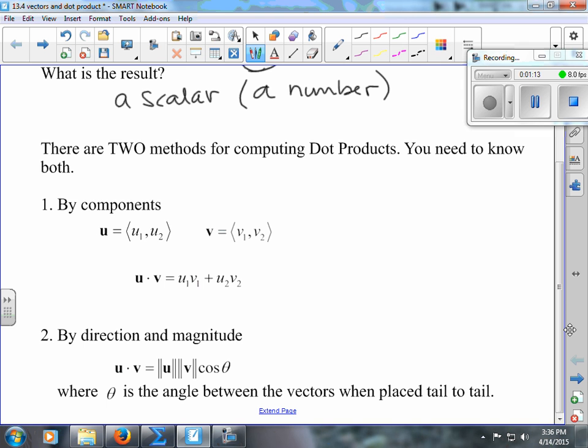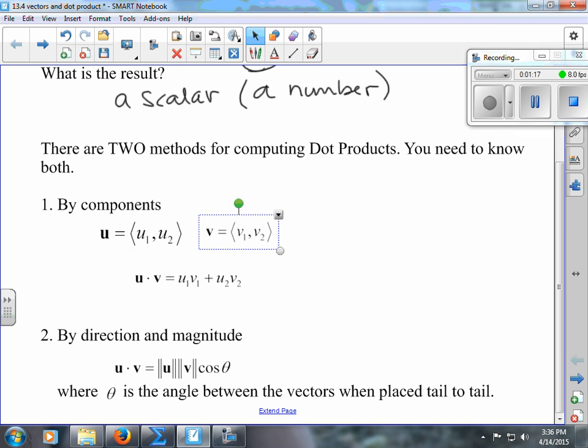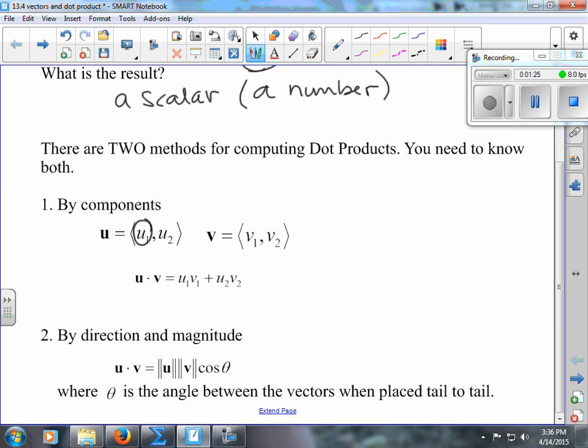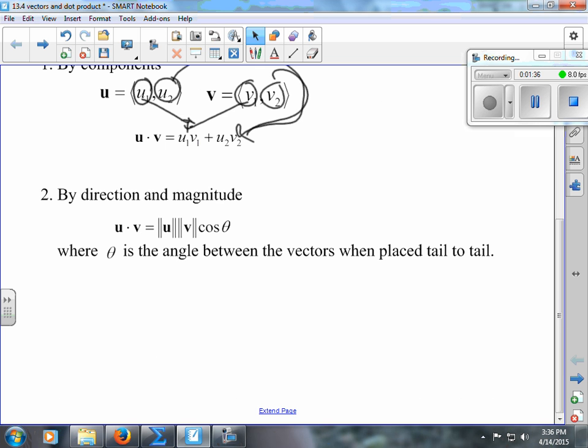One is through components. I have written here u and v, and I've given you their components. The dot product between them, if you know their components, is just the product of the first components, and then you add to that the product of the second ones. Whatever that answer is, is the dot product.